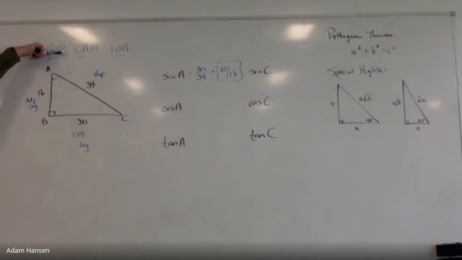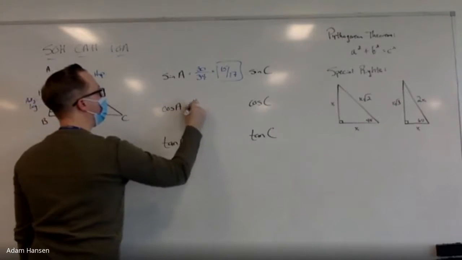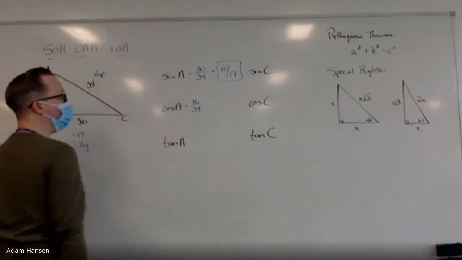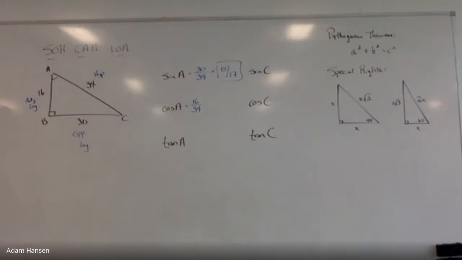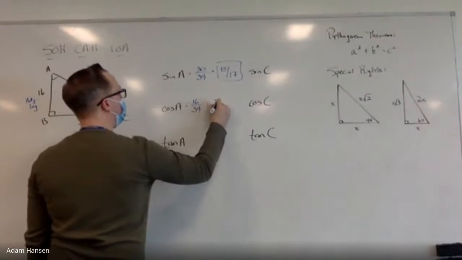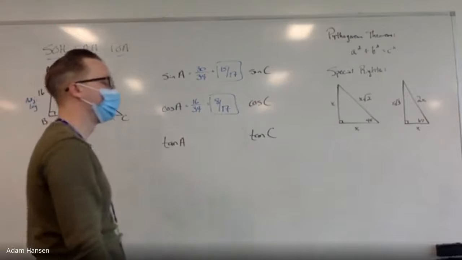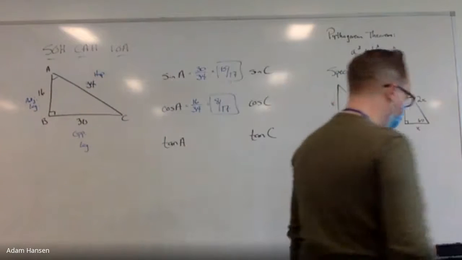Cosine of A. Cosine is adjacent divided by hypotenuse. As I've labeled them here, adjacent would be 16. Hypotenuse is 34. Those are still both even. What does that reduce down to? 8 over 17.